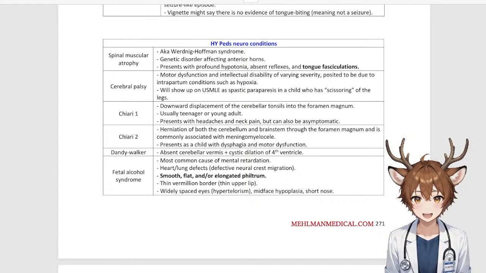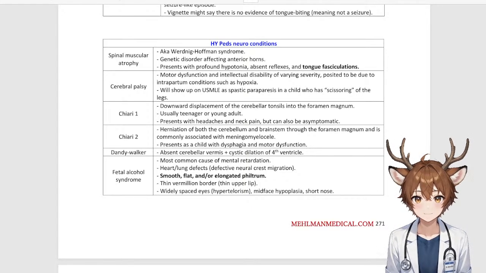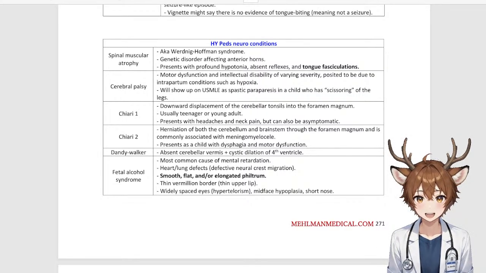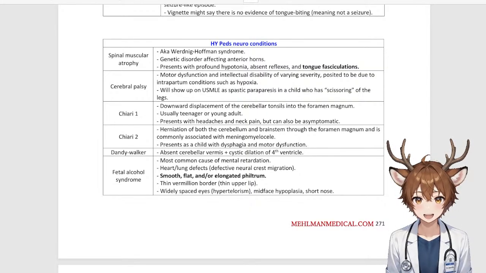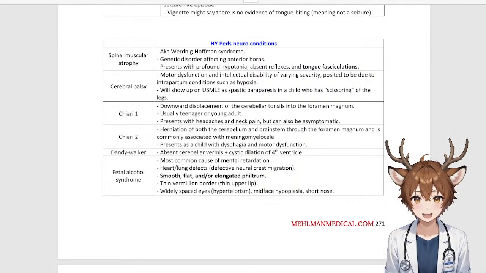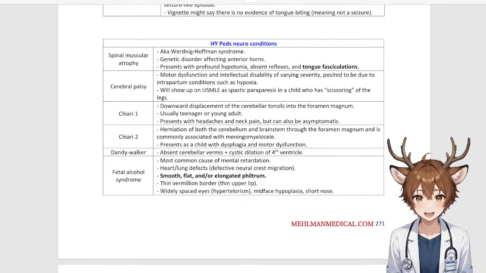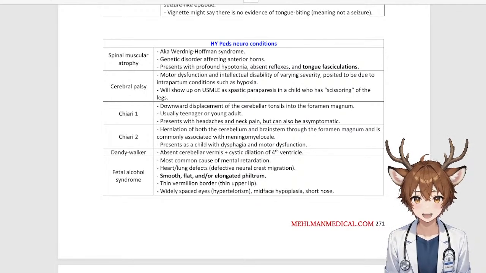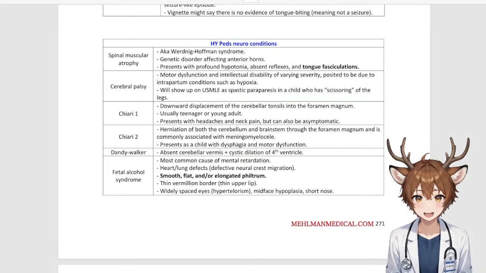High-yield peds neuro conditions. Spinal muscular atrophy, aka Werdnig-Hoffmann syndrome. Genetic disorder affecting the anterior horns. Presents with profound hypotonia, absent reflexes, and tongue fasciculations. Cerebral palsy. Motor dysfunction and intellectual disability of varying severity, posited to be due to intrapartum conditions such as hypoxia. Will show up on USMLE as a spastic paraparesis in a child who has scissoring of the legs.